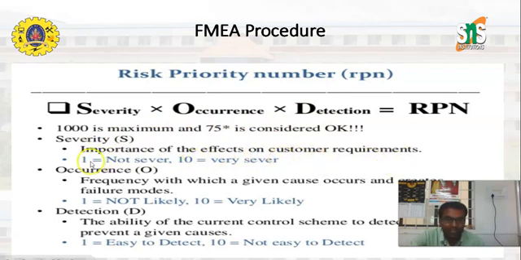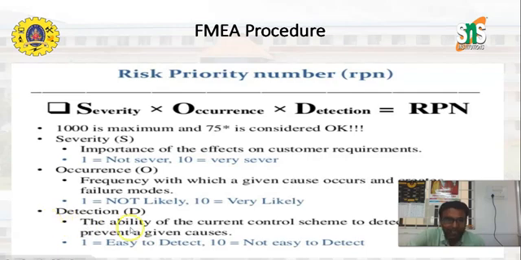If we give ratings based on the severity level of 1 to 10, if it is 1, it is not severe. If the rating is 10 for the particular product, it is very severe. Next, we need to determine the occurrence level, that means O, the frequency with which a given cause occurs and creates failure modes. For example, if within 1 week the particular product fails again and again, the occurrence level is higher for that type of product. If the occurrence level is 1, it is not likely to happen within 1 month. If we give a rating of 10, it means the failure rate of the product is higher compared to other types of products.